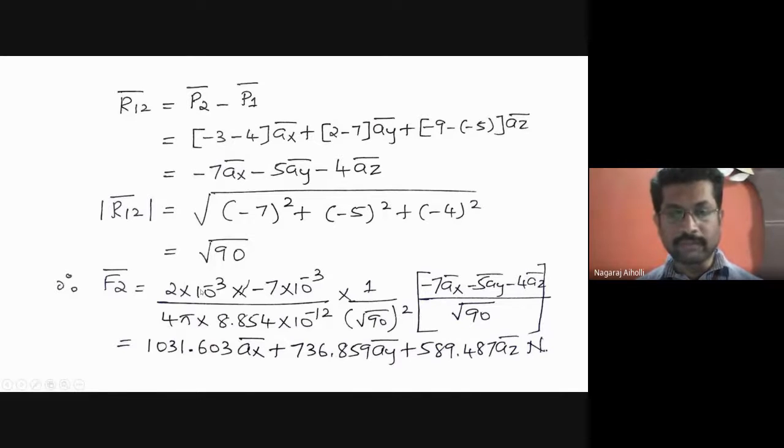Correct? You know how to simplify. You are very much familiar with the simplification process, the calculation part. Once you are done with this, go on multiplying inside: this value into minus 7, this value into minus 5, then this value into minus 4. It is left to you how you calculate, but I just told one method of doing the calculation.